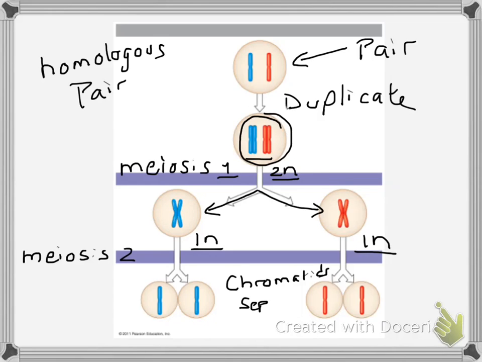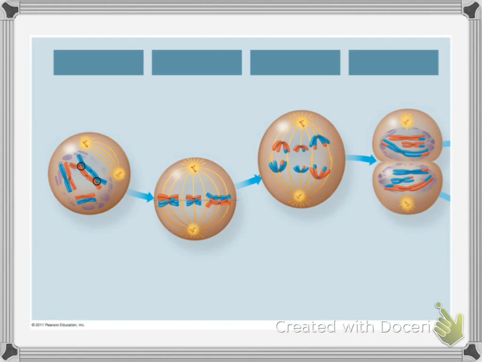Okay, so our chromatids separate, as opposed to chromosomes, which separate in meiosis 1. That's really the key. We end up with 4 haploid cells. So we've got 1, 2, 3, 4 cells down here, and they are N, they are 1N. All right, so let's look at meiosis.